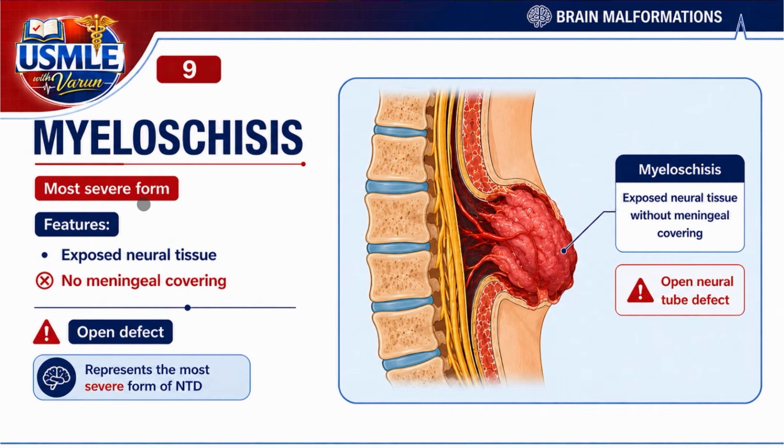Myeloschisis is the most severe form of neural tube defect. In this defect, there is completely exposed neural tissue. There is no covering at all. There is no meningeal covering. It is an open defect and is extremely severe. It represents the most severe form of neural tube defects.